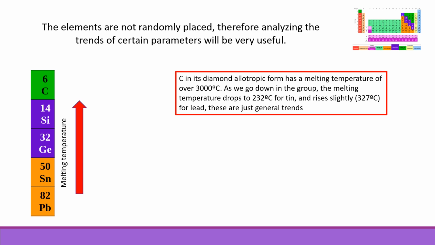Carbon, in its diamond allotropic form, has a melting temperature over 3000 degrees. As we go down, the melting temperature decreases. And so finally we come to tin or lead. In the case of tin, the temperature drops to slightly above 200 Celsius degrees, or 300 Celsius degrees in the case of lead.